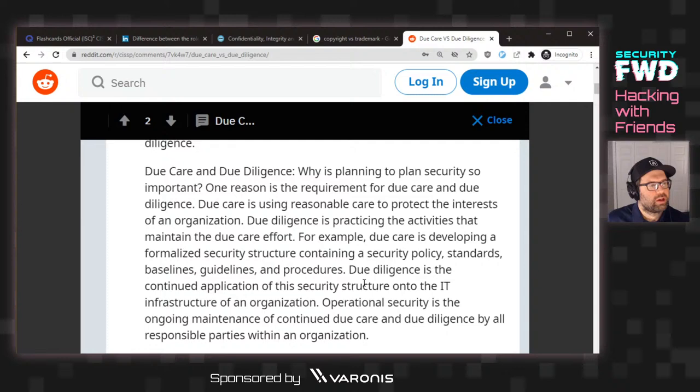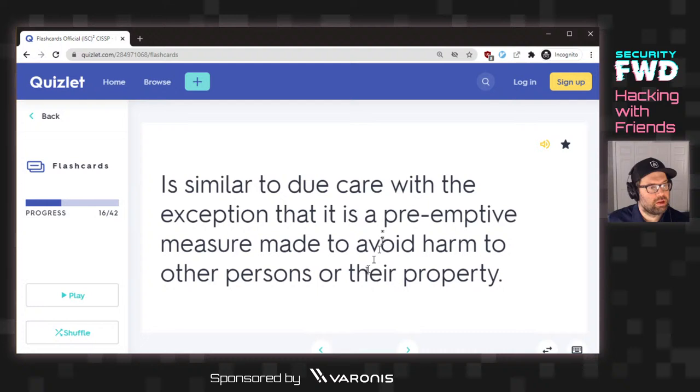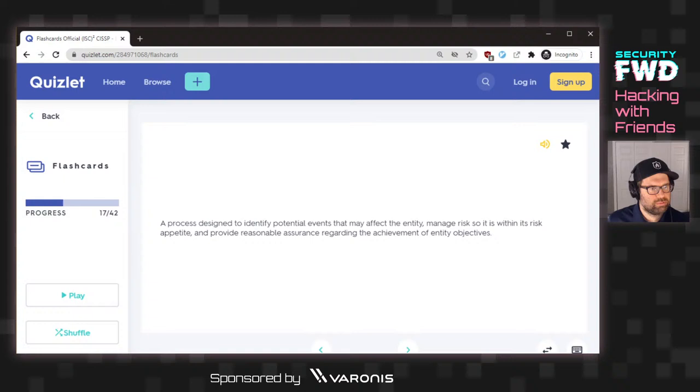We're gonna clean this up. Okay. Due diligence. All right. I don't know why this is so small all of a sudden, but a process designed to identify potential events that may affect the entity, manage risk so it is within its risk appetite, and provide reasonable assurance regarding the achievement of entity objectives.